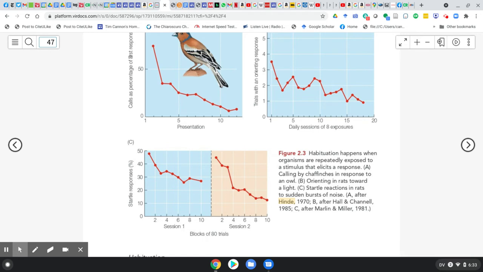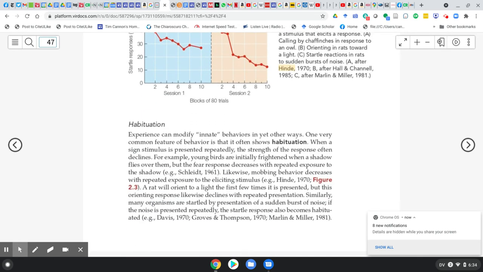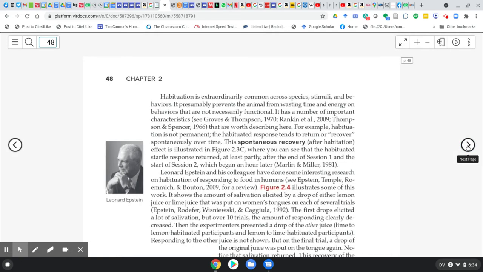So there's habituation and some spontaneous recovery. Startle. That is what I did in grad school. I did my dissertation on acoustic startle, and there's habituation and recovery. Oh wow! I was so focused on Hinde that I missed the startle. That's what I did. So there's habituation, something that's important to know. Nice little discussion. This book really is quite good.